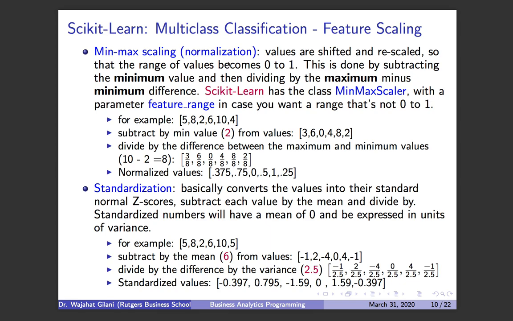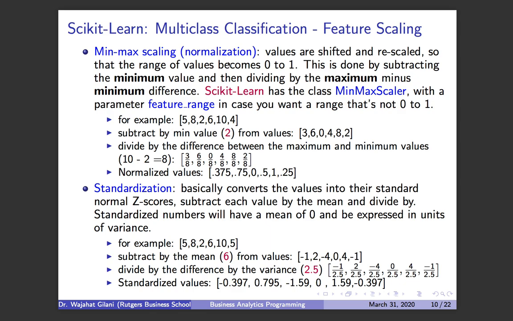This is done by subtracting the minimum value and then dividing by the max minus the minimum difference. Obviously, Scikit-Learn has a class called MinMaxScaler with a parameter feature_range in case you want a range that's not 0 to 1. So in Scikit-Learn, you don't have to do 0 to 1. You can choose any range you want. It gives you that flexibility.